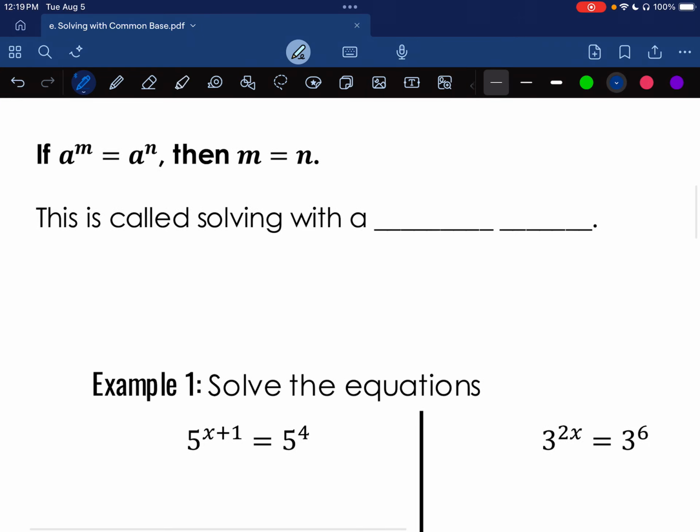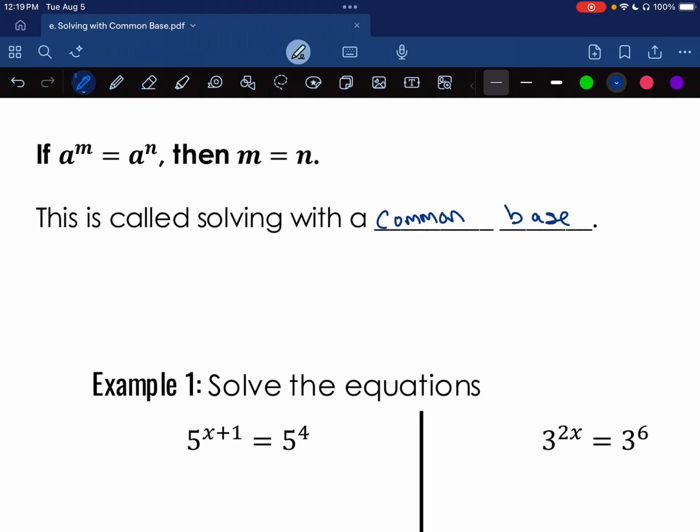and that's how we're going to solve exponential equations in Algebra 1, and then in Algebra 2, we're going to get a little bit more sophisticated with how we can solve them. But for right now, if a to the m is equal to a to the n, then m equals n. So this is called solving with a common base. As long as the bases are the same, a to some power equals a to a different power, we can set the exponents equal and solve.